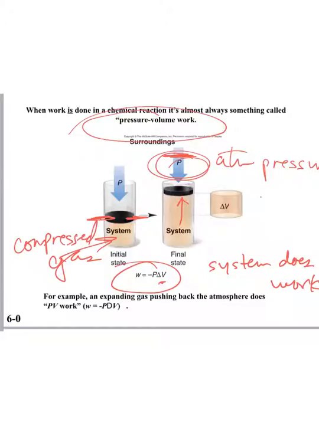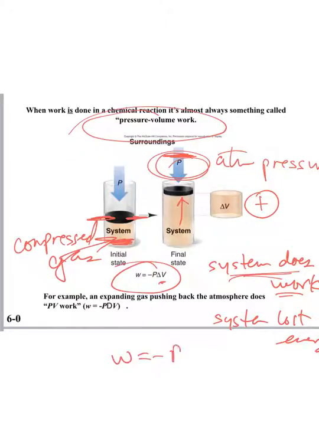Notice that the change in the volume here is positive, but you know that the system does work. The system lost energy. How do you know that? Because this gas used to be compressed, but now it's just normal pressure. So this system did work, so the system lost energy. So that's why this formula has to have a negative in it, because you know ahead of time that this is going to be a negative number if this is the picture that it does.